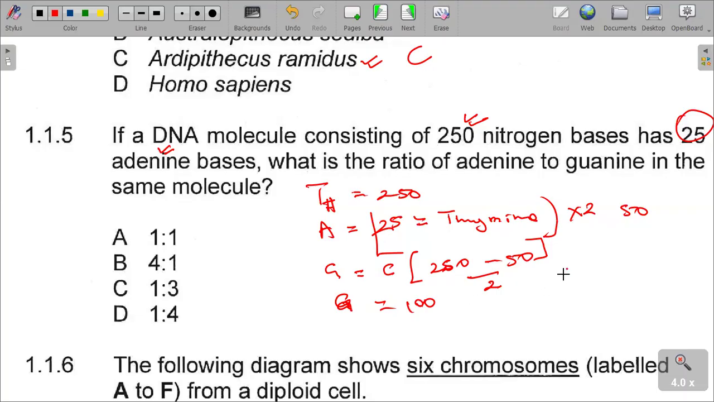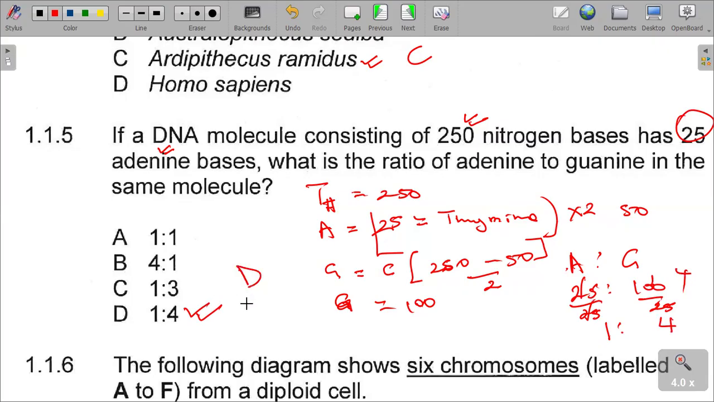So what is the ratio of adenine to guanine? A is to G. A is equal to 25, and guanine is equal to 100. These ratios are simplified to their lowest terms by dividing by 25. So we have 1 is to 4. That is our answer for question 1.1.5. Our answer is D.